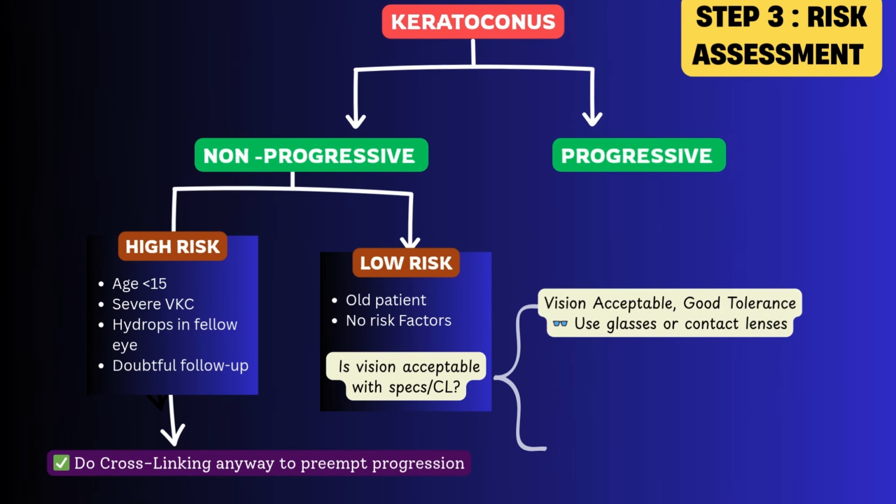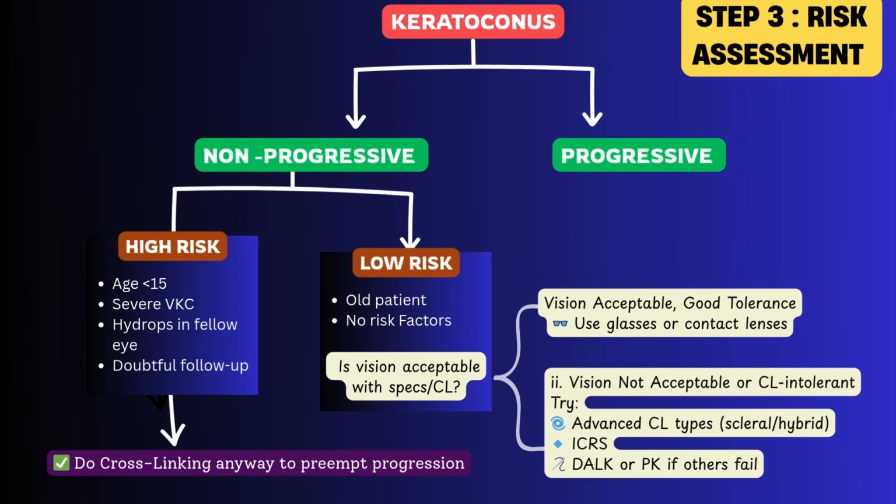However, there might be some patients who might be contact lens intolerant or they might have problems with spectacles. In these patients, you will go ahead with the advanced options for visual rehabilitation. This might include specialty lenses like the scleral, hybrid, piggyback, or PROSE lens, or it might also include intracorneal ring segments or the surgical options like the keratoplasty.